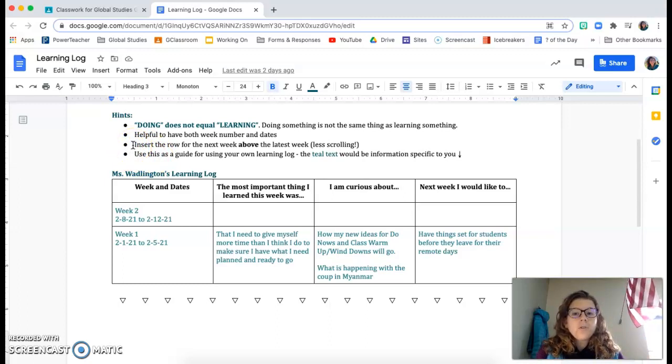Insert the row for the newest week or the next week above the last one. It just means less scrolling. So if you look down here in the example, which we'll go through in a second, I have week 1 down here, but I have week 2 above it. And then I would have week 3 above that. When I get to week 3, I'll insert it above that.